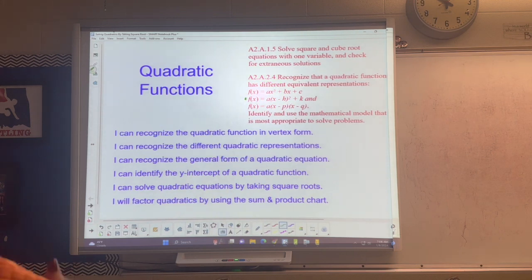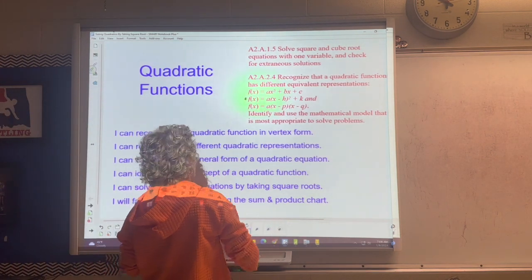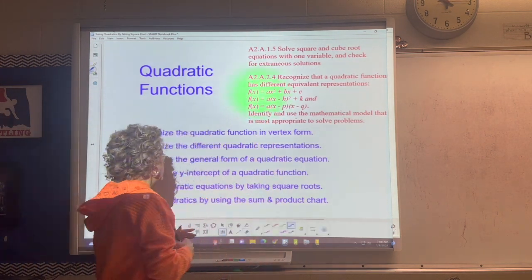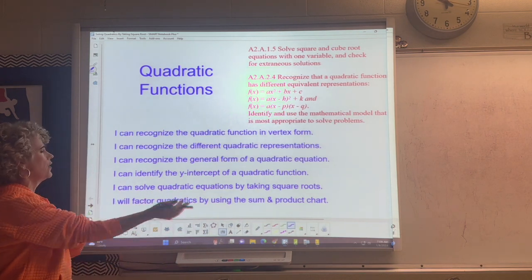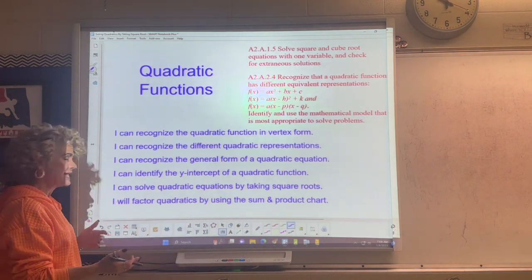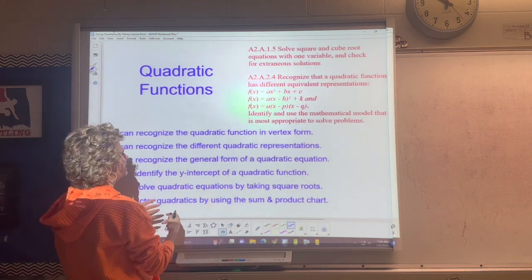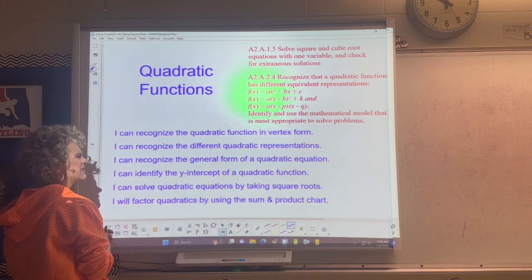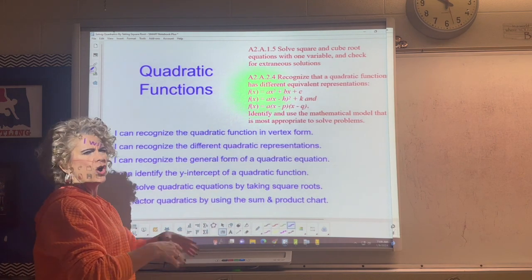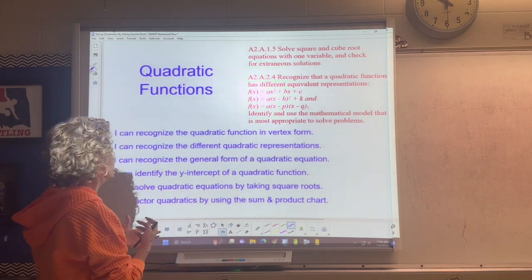Continue extending our knowledge on quadratic functions. Okay, we've changed several of our I will statements to I can statements. I can recognize the quadratic function in vertex form. We've been doing that and identifying the vertex and axis of symmetry and all of our transformations from vertex form.